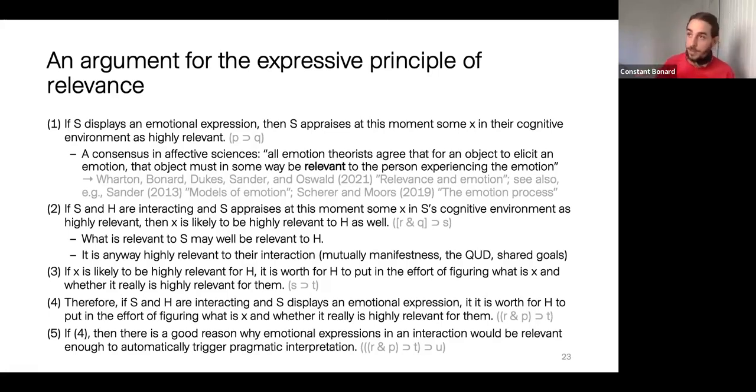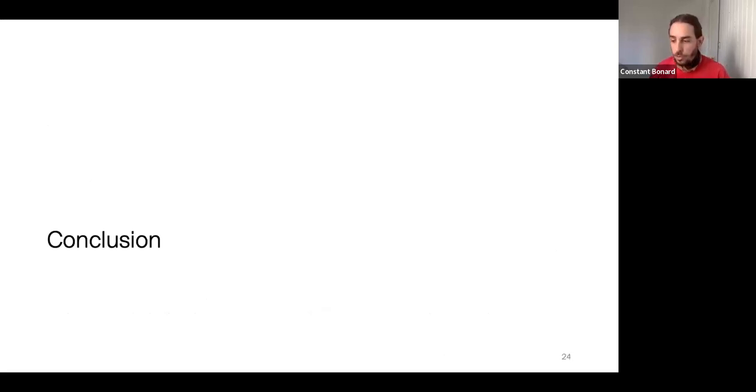It makes sense that emotional expressions automatically trigger this pragmatic interpretation because they need to be interpreted pragmatically, in the sense that they are underdetermined. Their meaning is underdetermined, if you like. We don't know what the emotional kind is in many cases, and in all cases we don't know what the emotion is about. These need to be interpreted, and it's highly relevant. So it's normal that it automatically triggers such pragmatic interpretations. That's basically the argument.